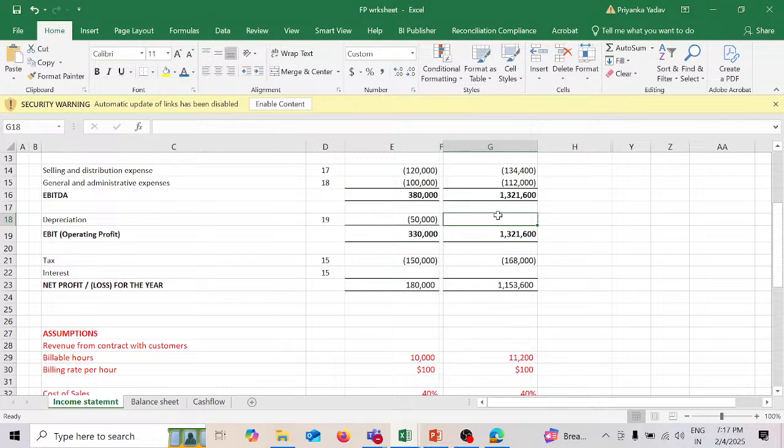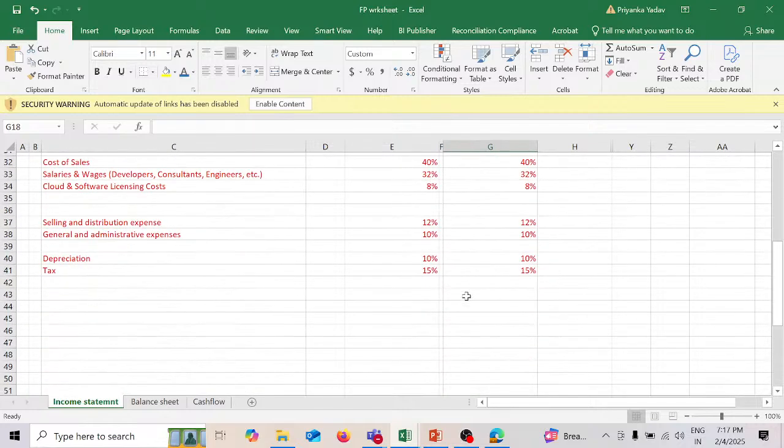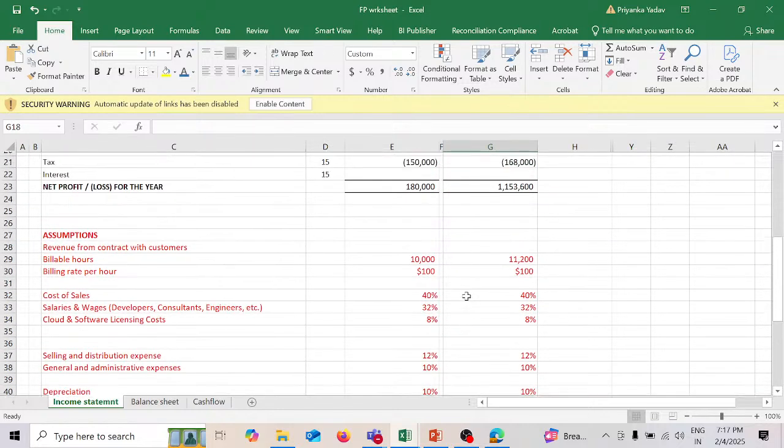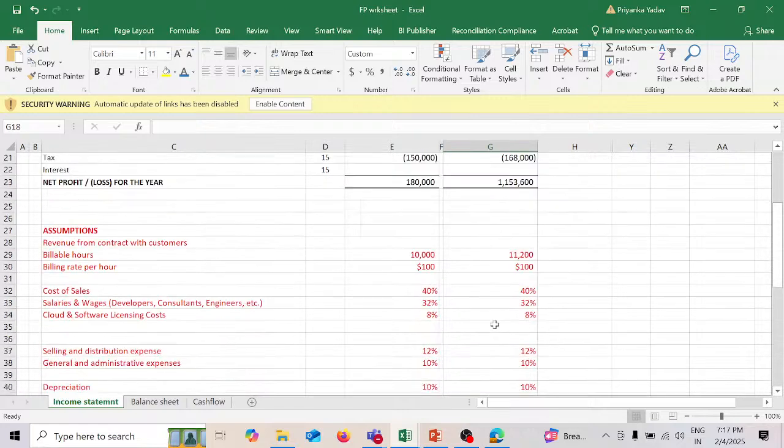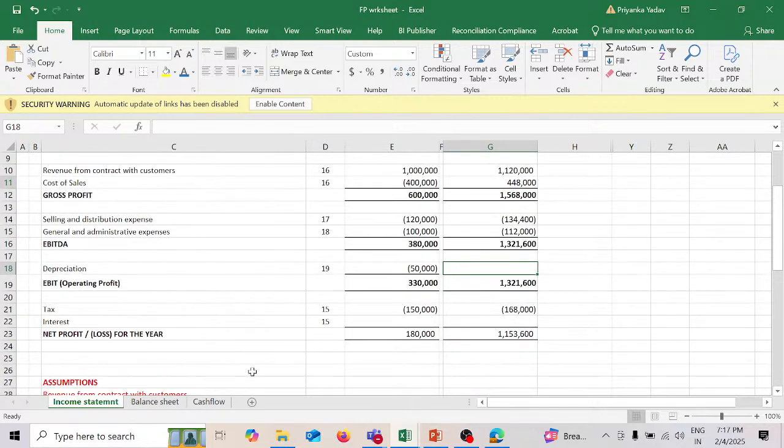So we'll come to this depreciation part later on. Now we have finished some part of the income statement, and the depreciation for this year I will make you understand once we go to the balance sheet, and the interest part also we'll do once we start making the balance sheet. So with the assumptions we have finished our income statement. Now let's go to the balance sheet.